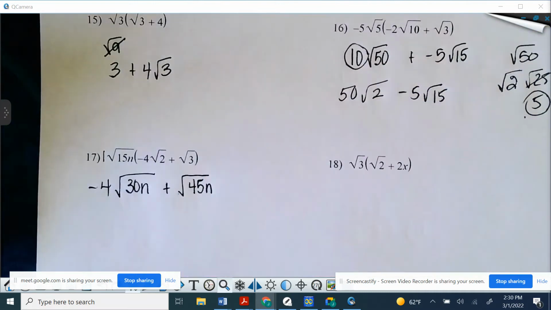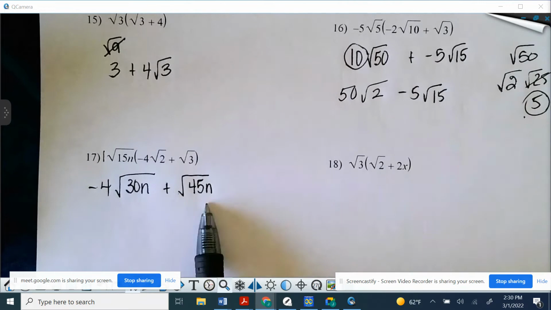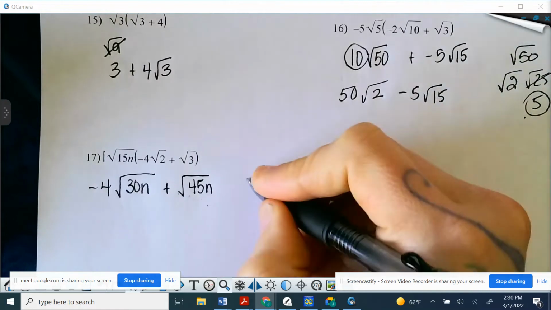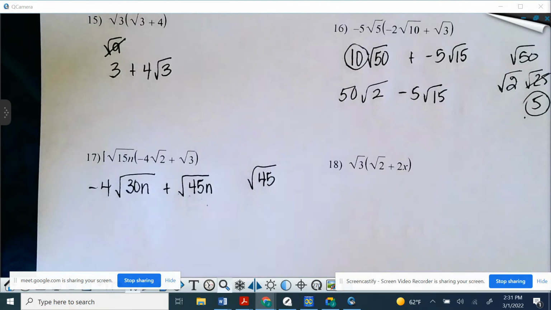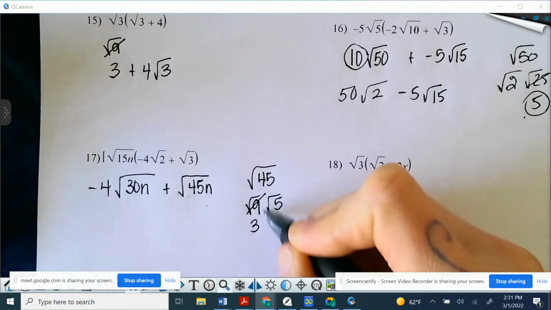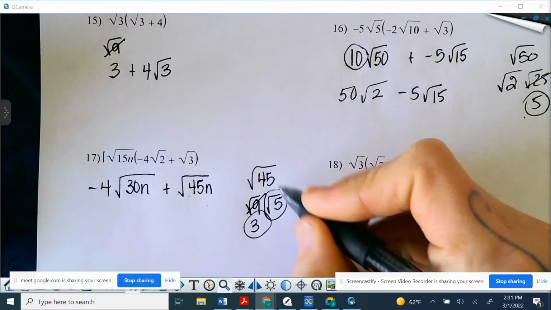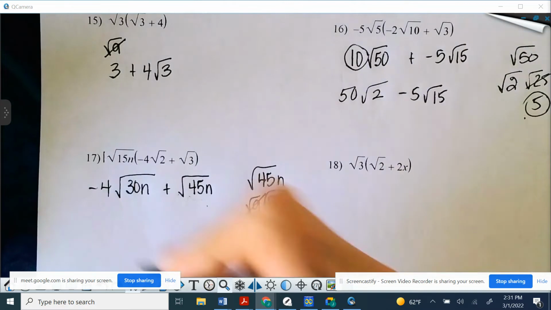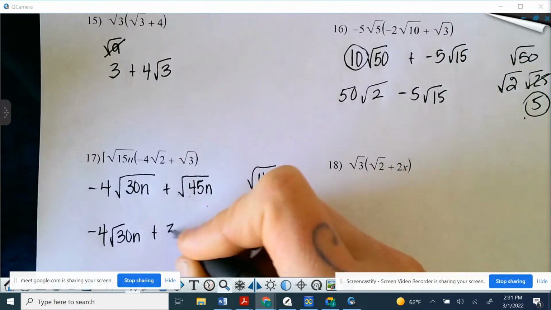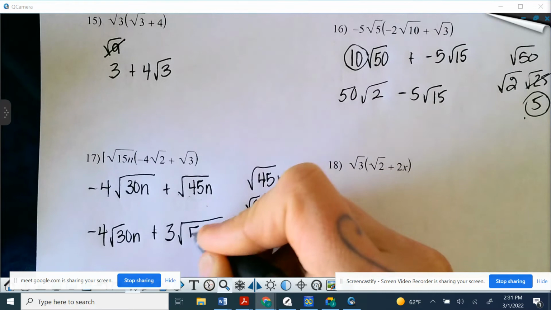And then we want to see if we can simplify that 30 or the 45. 30 is 3 and 10, 5 and 6, like we already discussed. So that one can't get any better, so we're pretty good here on the front. But 45 can probably get better. 3 and 15, 5 and 9, which means this turns into a 3. Square root of 5 sticks because it's done, and the n is just with it. It just stays underneath the root bar. So our final answer is negative 4 square root of 30n plus the 3 we just factored out, 5n. It's the most simplified form.